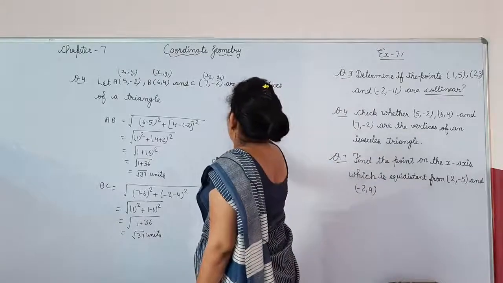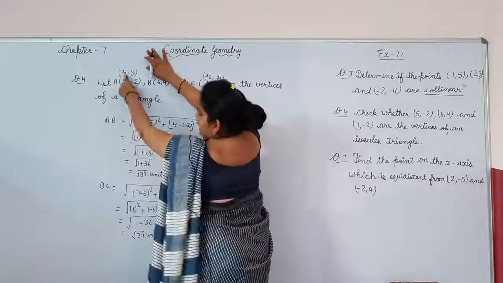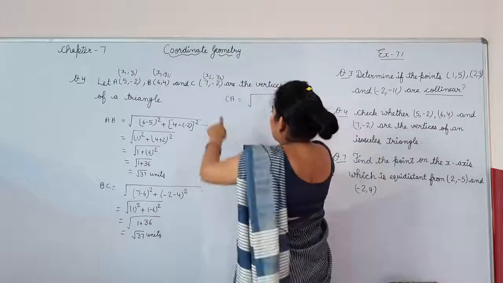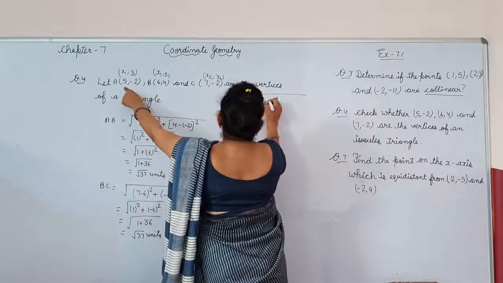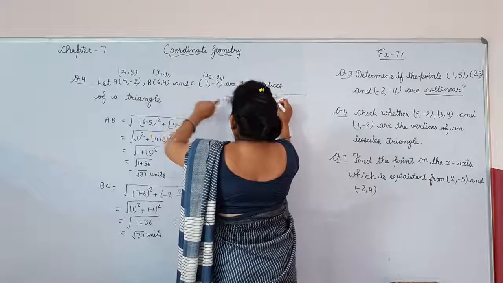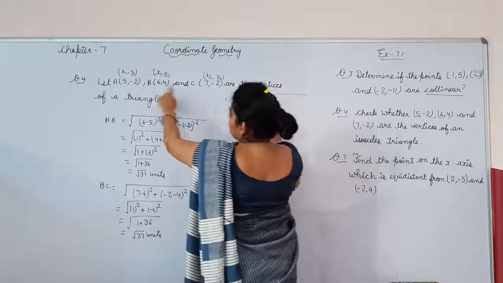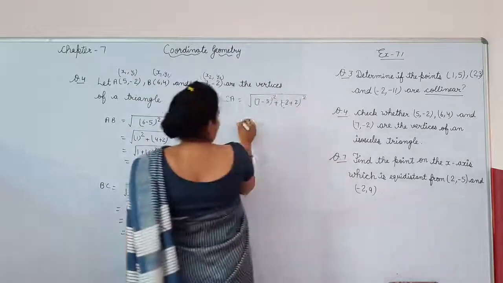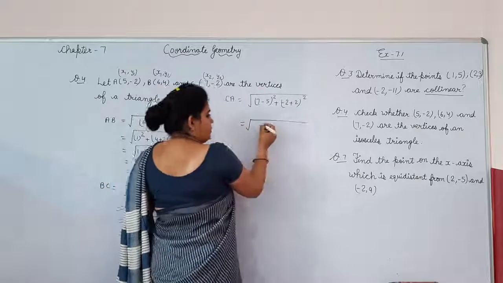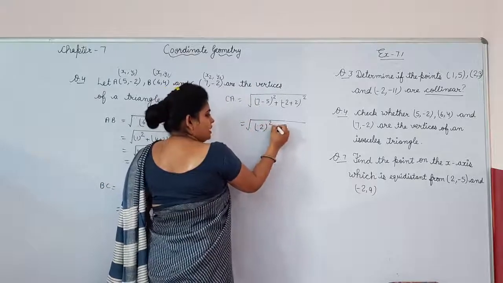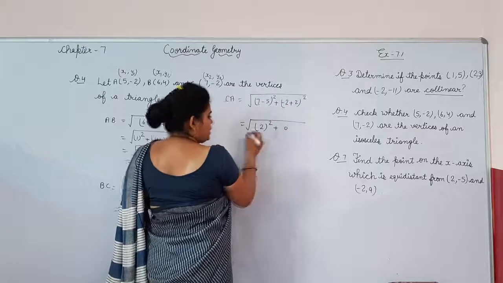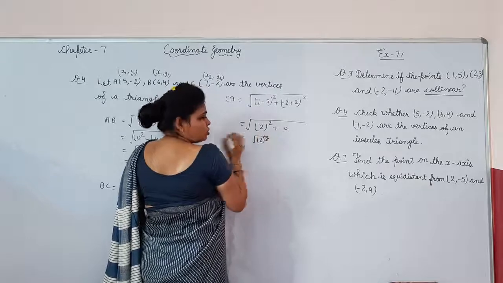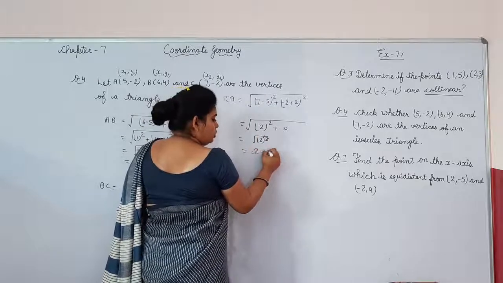So for CA, let this be x1, y1 and this be x2, y2. Then CA will equal the square root of (7 minus 5) whole square plus (minus 2 minus minus 2) whole square. From here what will we get? 7 minus 5 is 2, square, plus minus 2 plus 2 means we will get 0. From here, square root and square cancel out, means 2 units.